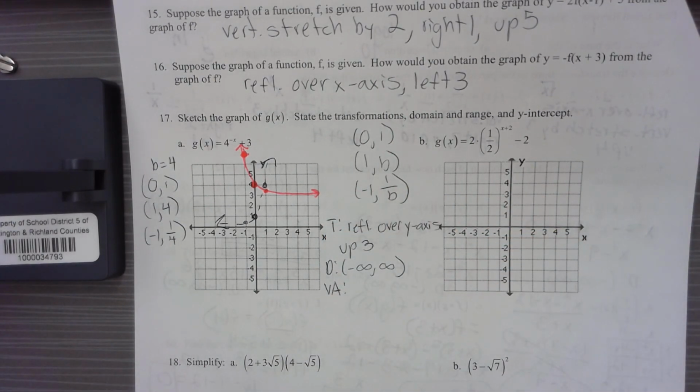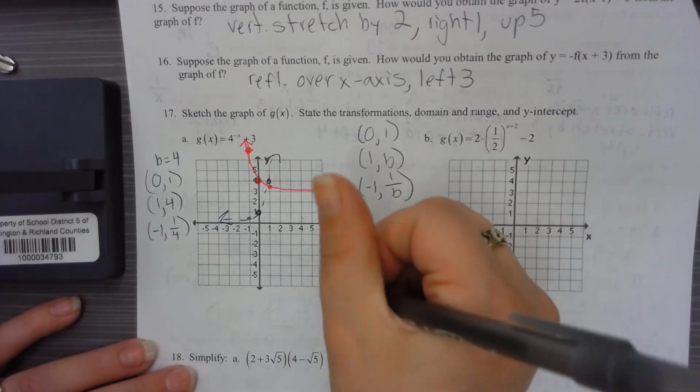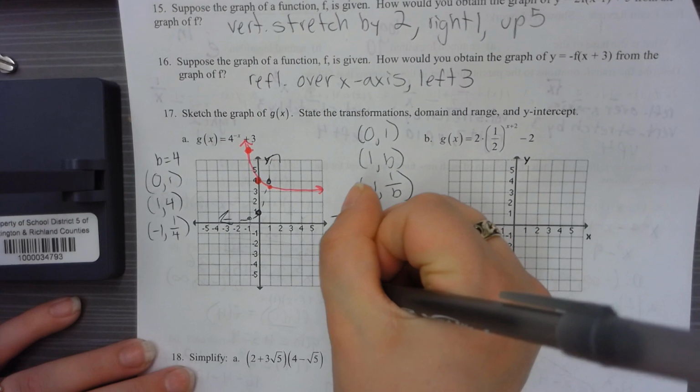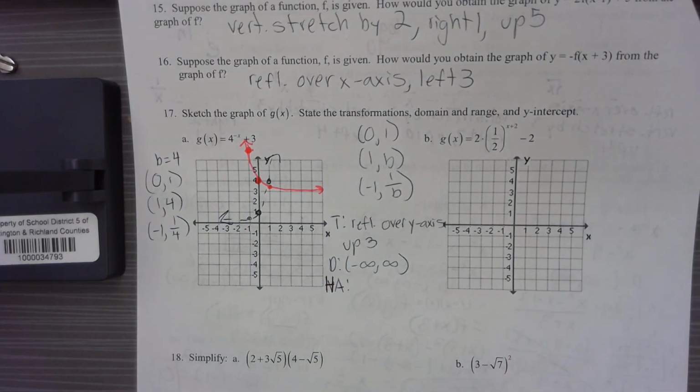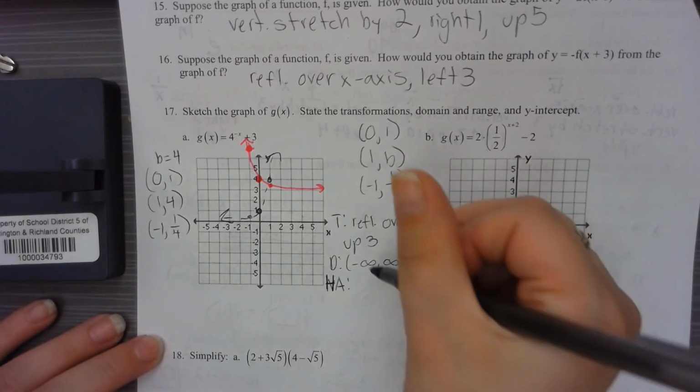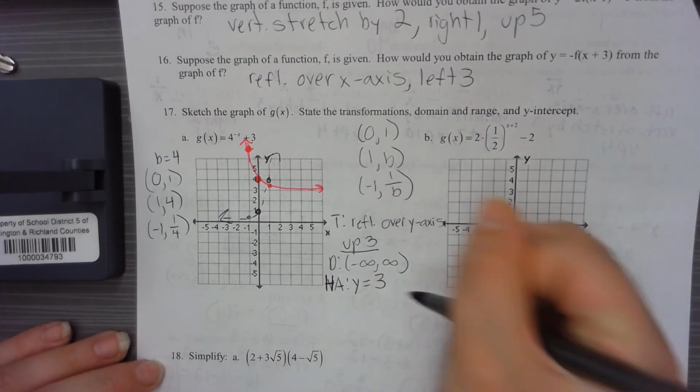The horizontal asymptote, I'm moving so quick. The horizontal asymptote starts at 0 and then shifts up and down with our graph. So because we went up 3, that horizontal asymptote went up 3, so it's going to be y equals 3.